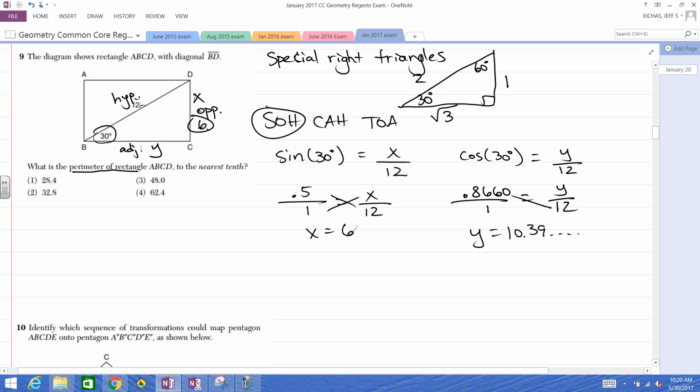We got to make sure that we understand that there's 2 of those. Another 10.39. So we've got perimeter is going to be 2 of those 6s, 2 of those 10.39s. I get the closest perimeter I get is 32.8. Okay. And there we go.